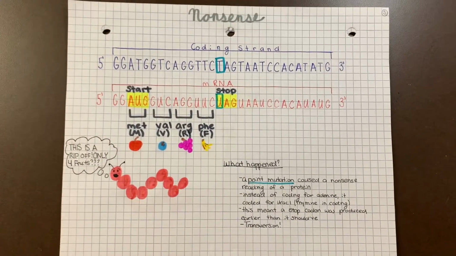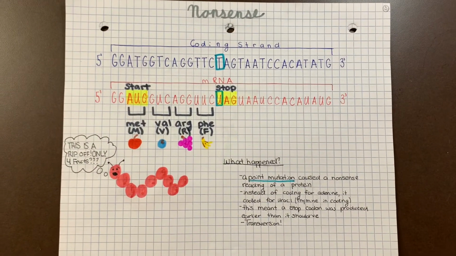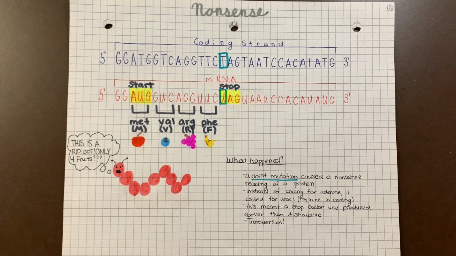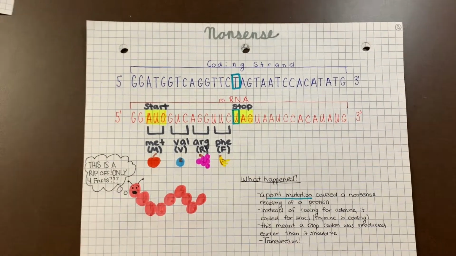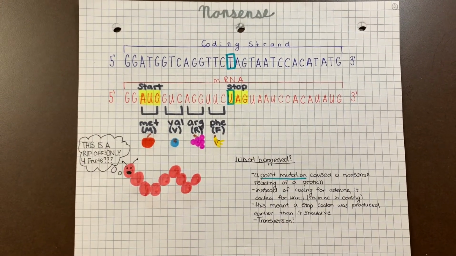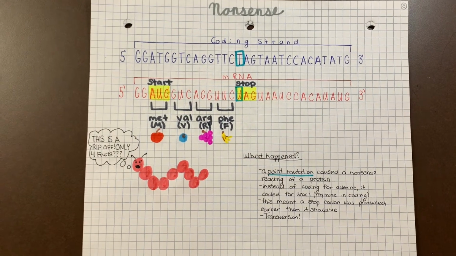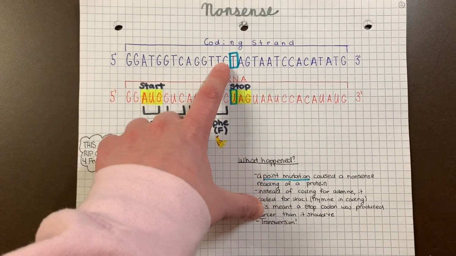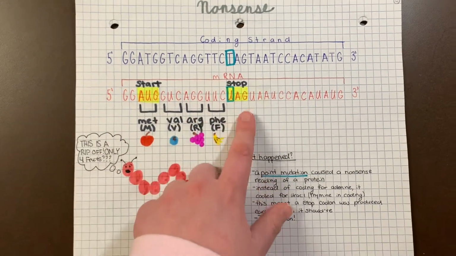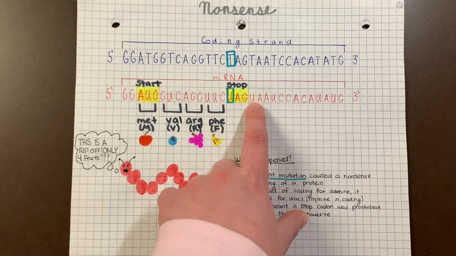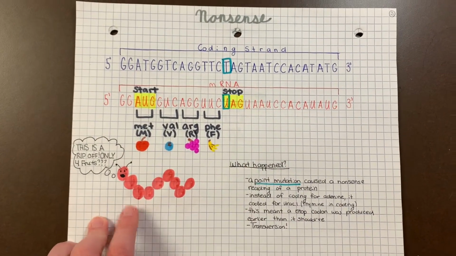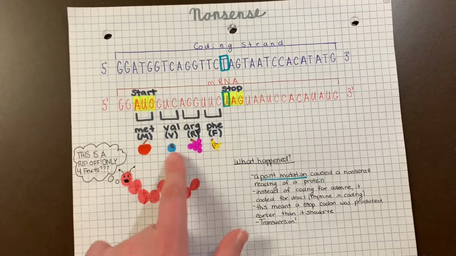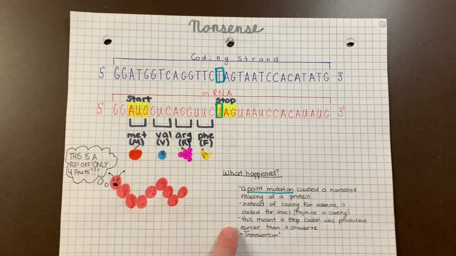Alright, so the next one we're going to talk about is the nonsense point mutation, and what's happening here is the mutation causes a stop codon to be read before it was supposed to. And so this means that not as many amino acids as expected are going to be coded for. As you can see here, the point mutation was right here, which created the stop codon here as opposed to the UAA, which was the stop codon before this mutation. And as you can see, this caterpillar is very angry about this because it means he only gets to eat 4 fruits. And this was an example of transversion as well.